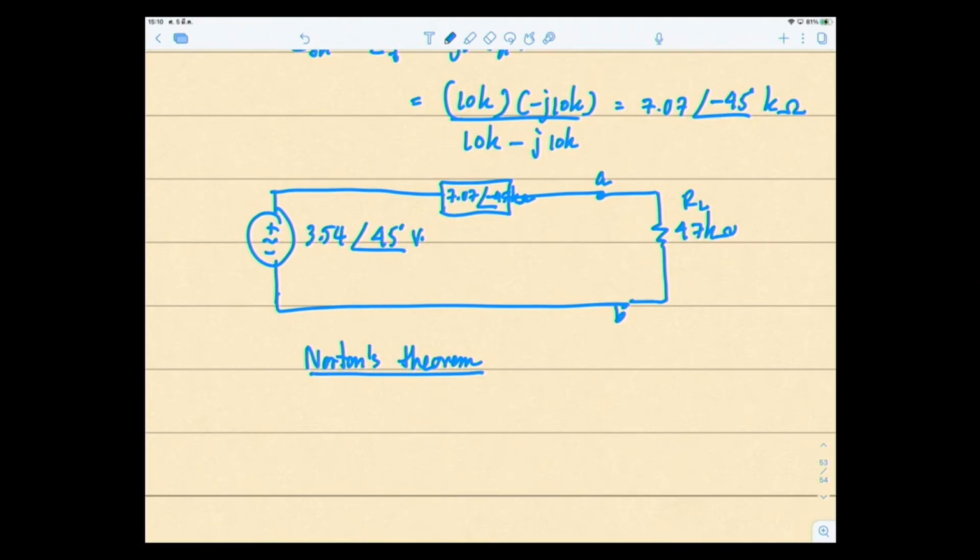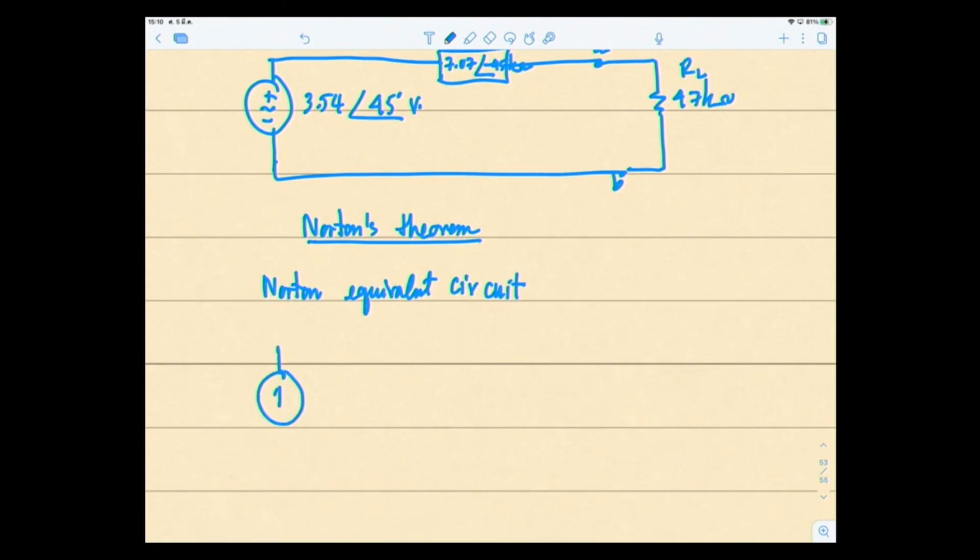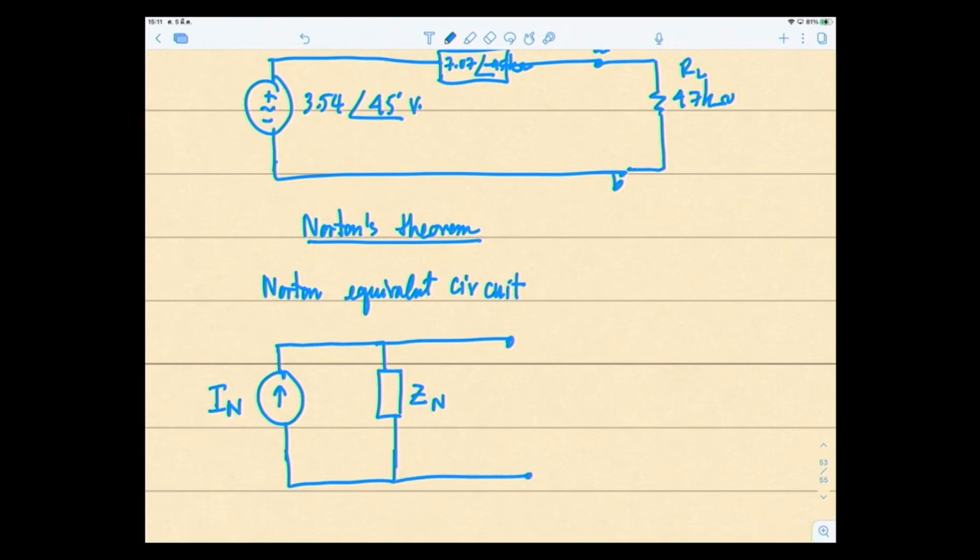Okay, so now Norton Theorem. Norton Theorem is a theorem where we represent our so-called complicated circuits with simply a Norton equivalent circuit. Our Norton equivalent circuit consists of a current source, IN, the Norton current, and a Norton impedance connected in parallel to the current source.